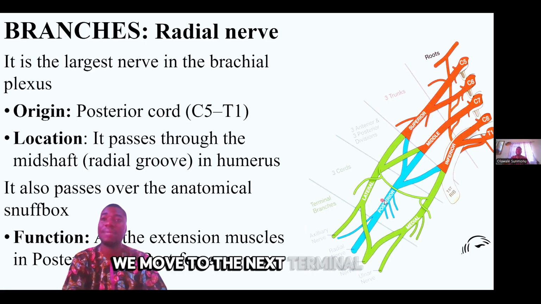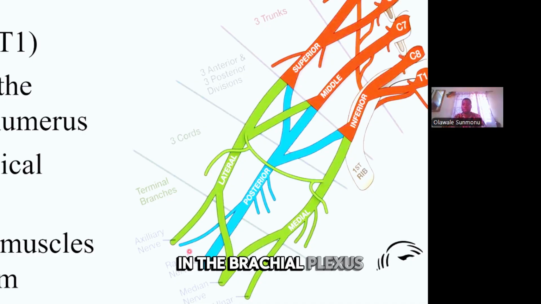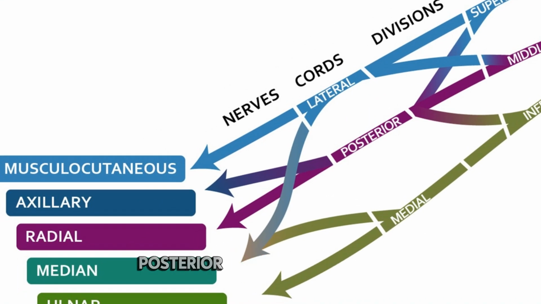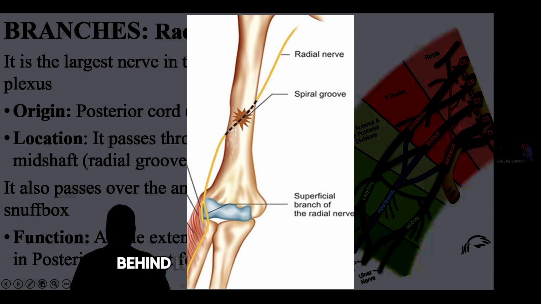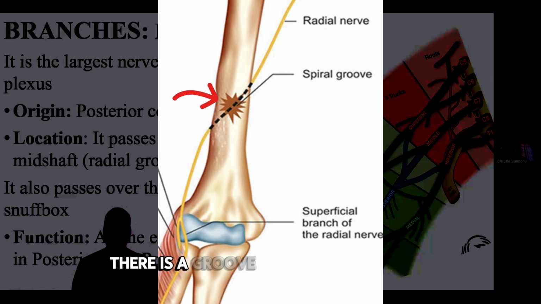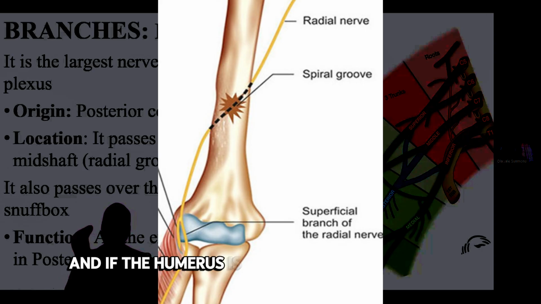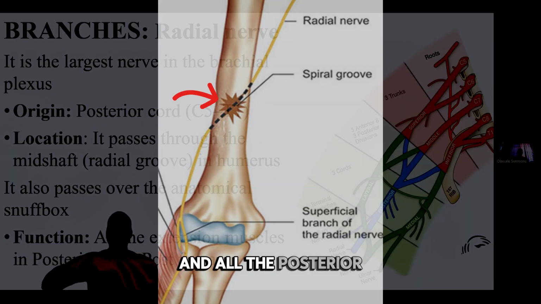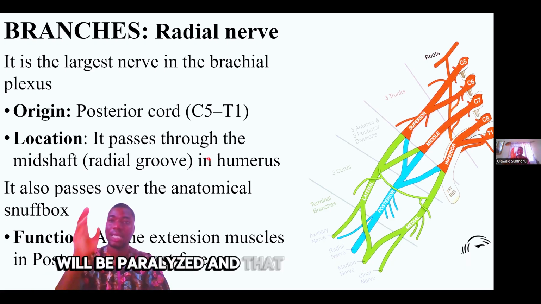We move to the next terminal branch, which is the radial nerve. The radial nerve is the largest nerve in the brachial plexus, okay? And it's also one of the branches of the posterior cord. The posterior cord splits into 2, axillary nerve and radial nerve. It passes through the mid shaft of the humerus, behind it, through the radial groove, a groove for the radial nerve. If the humerus is fractured at the mid shaft, the radial nerve is going to be affected, and all the posterior muscles that are supplied by this radial nerve will be paralyzed, and that will lead to wrist drop.